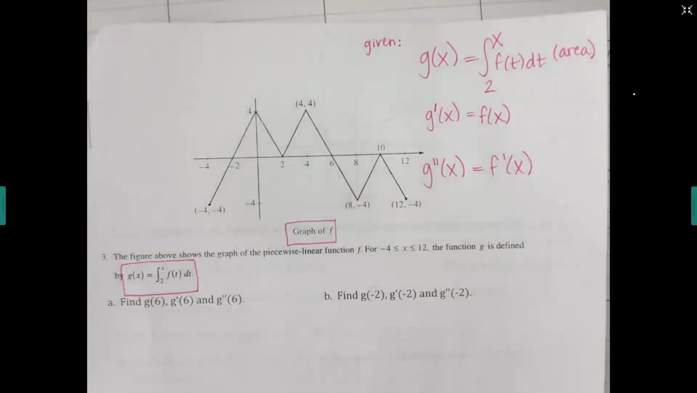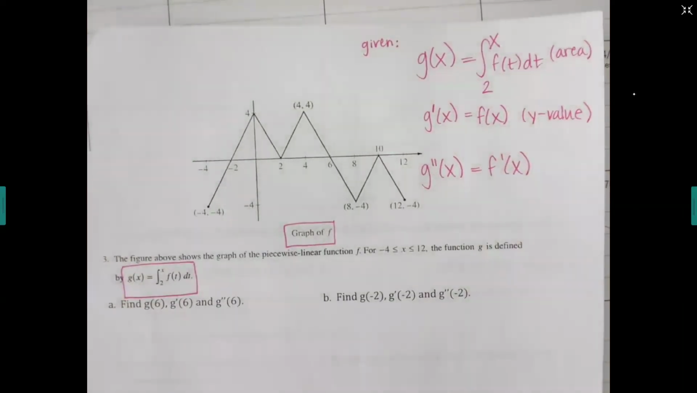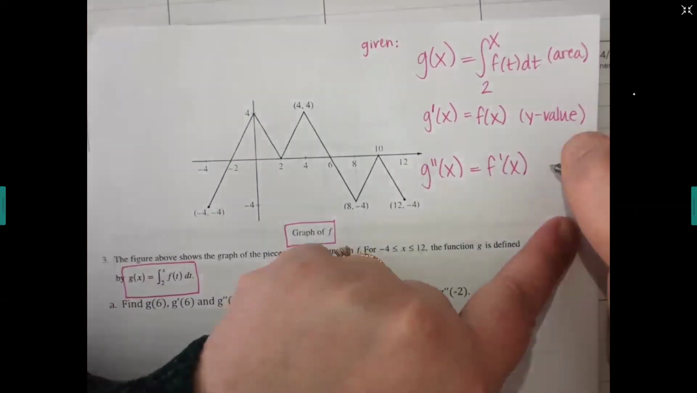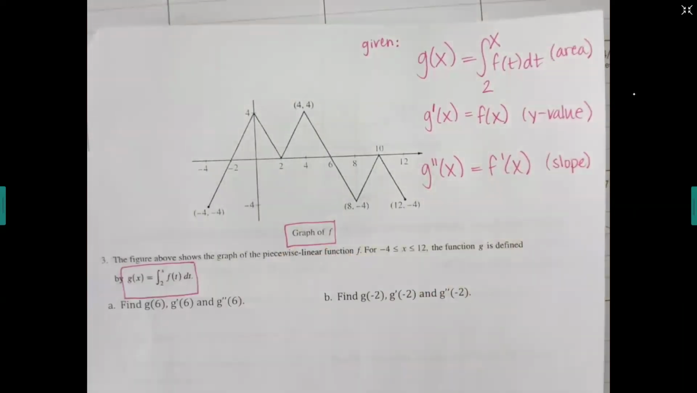What if I want F and I'm looking at the graph of F? What feature will I be looking at? Position, or I'm going to call it Y value, correct? Okay, so this is going to be the Y value. And then remember, this is the graph of F. So what feature would F prime be? The slope. Very good. So if they ask me about G, they're asking me to find an area. If they ask me about G prime, I'm finding the Y value on the graph that I was given. If I need a G double prime, that's the slope.